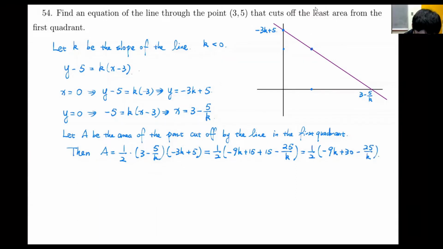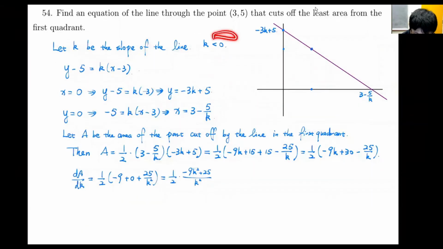Now we can compute the derivative of A with respect to k, which will be 1/2 times minus 9 plus 0 and then plus 25 divided by k squared. We can simplify this as 1/2 times minus 9k squared plus 25 over k squared. Because we assume k is negative, this exists everywhere in the domain, so I don't need to worry about the case when the denominator equals 0.